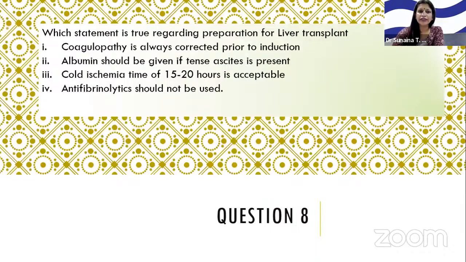So albumin should be given if ascites is present. Many people are correctly answering. Some are giving wrong answers also. Coagulopathy should not always be corrected. Sometimes the INR may be 1.82, but if you do a thromboelastograph, it will show a prothrombotic state. So you have to look at the functional tests of coagulation before you start your correction. Ascites, if it is present, then there can be post-paracentesis circulatory dysfunction at the time of incision. So albumin should be given. A cold ischemia time in case of a deceased donor transplantation is up to 12 hours, not more than that. And antifibrinolytics are very frequently used. In fact, the patient is given them beforehand and it is continued throughout the intraoperative course, right? Go on to the next slide, please.